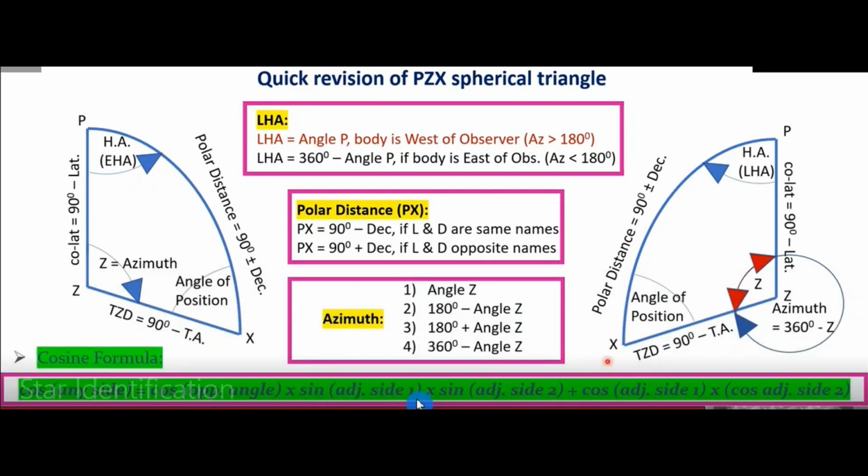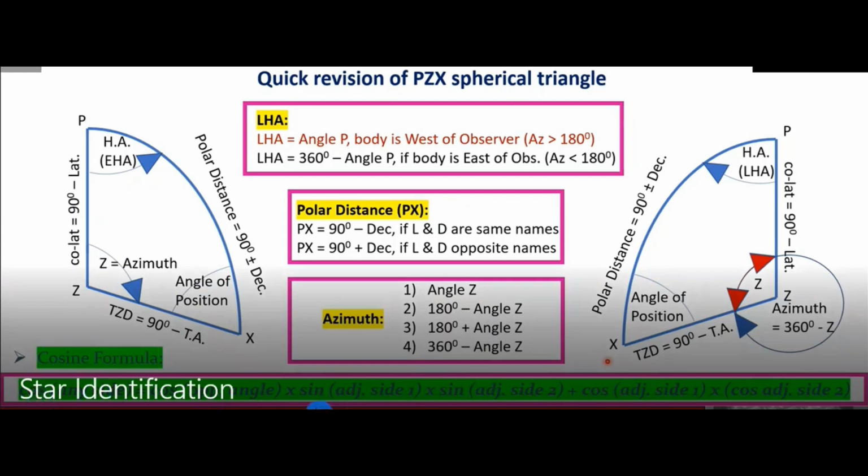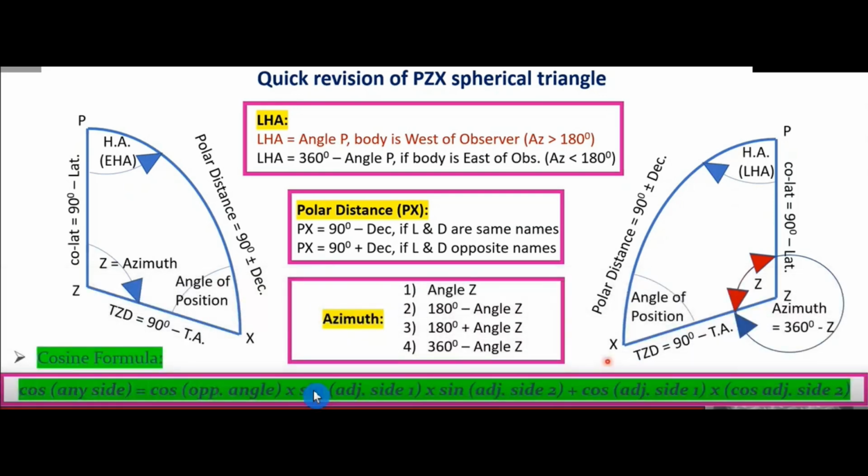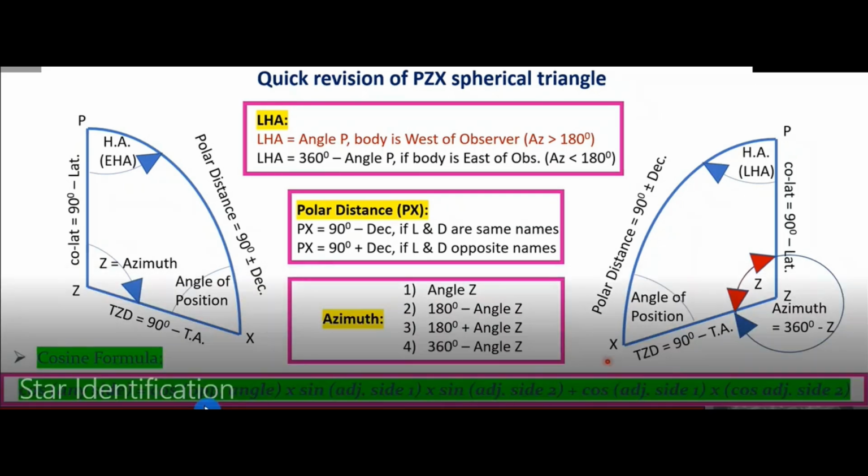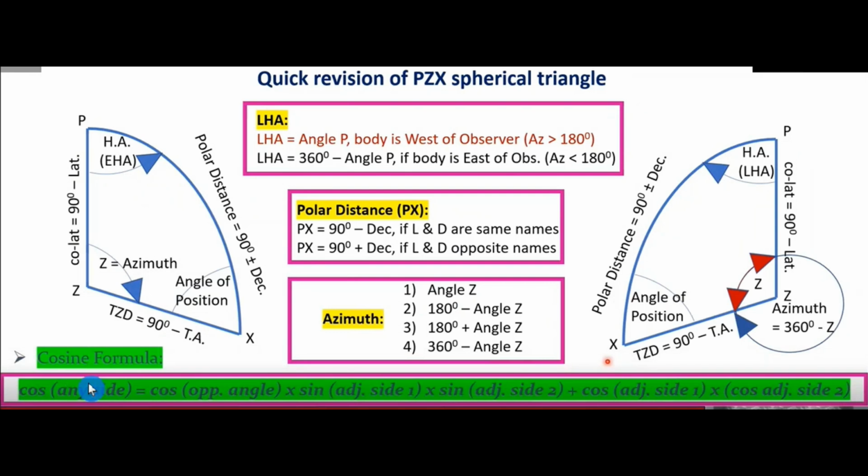Beta, this cosine formula is in a slightly different format. We did cos of angle is equal to cos of opposite side. So it is perfectly the same. There is no difference at all. Only thing is, in this, the right hand side and left hand side are slightly changed. Otherwise, the formula is exactly the same. We had taken an angle on the left hand side. They have taken a side on the left hand side. That is the only difference. Otherwise, the formula is the same.